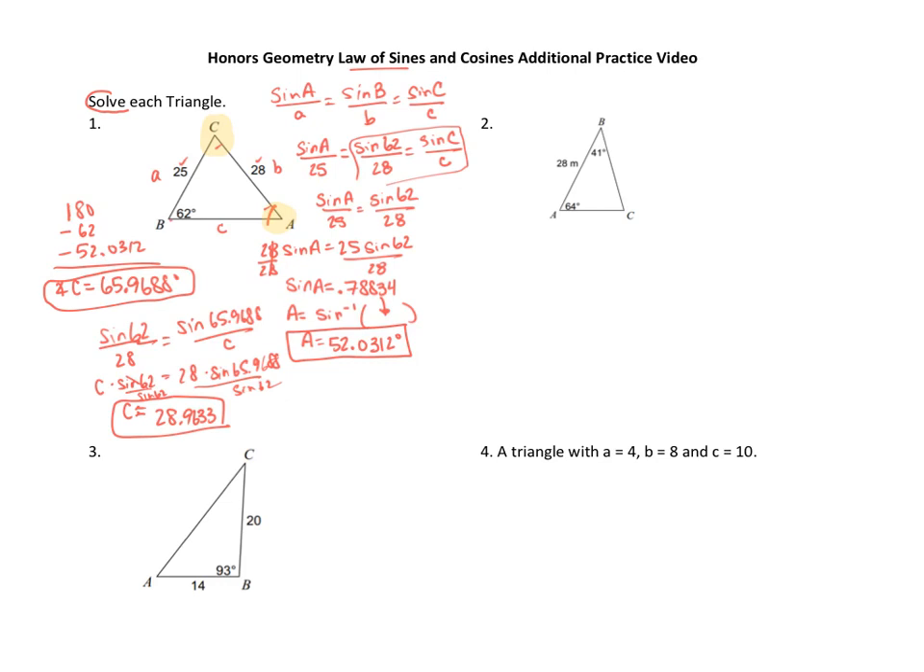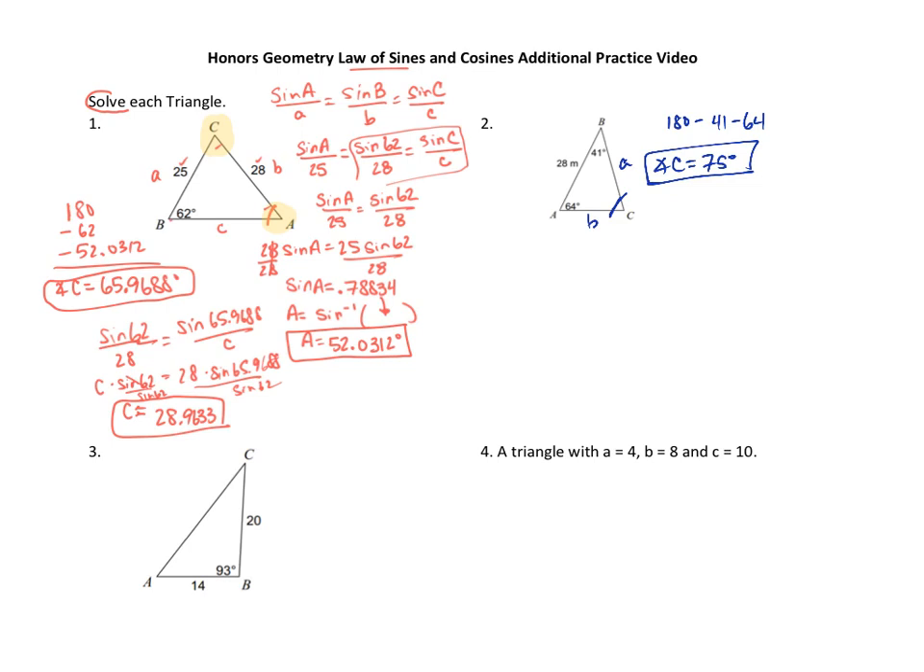So now for number 2, let's take a look at what we have. It says A is 64 degrees, B is 41 degrees. We don't know angle C, we don't know little a, and we don't know little b. Well, we could solve for angle C right away, because angle C is going to be 180 minus the 41 minus the 64. So angle C is going to end up being 75 degrees.